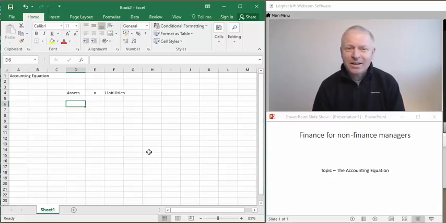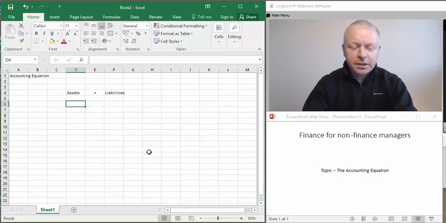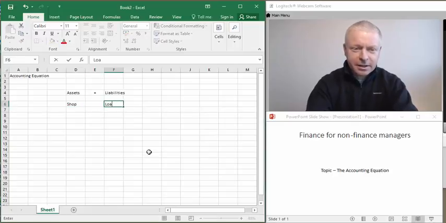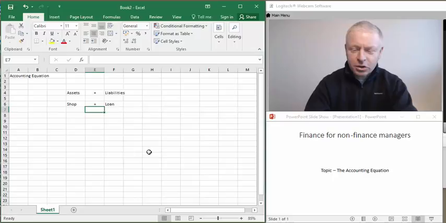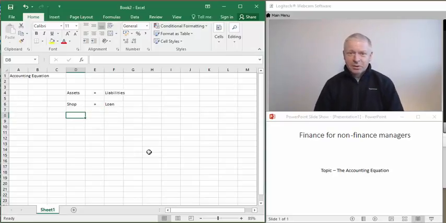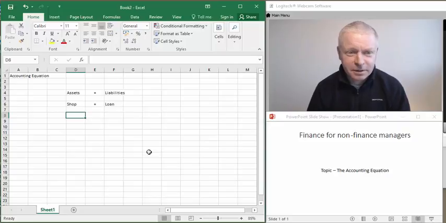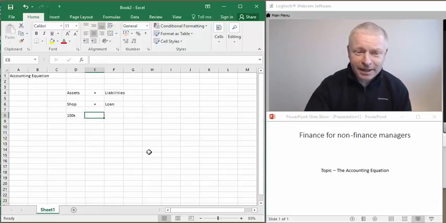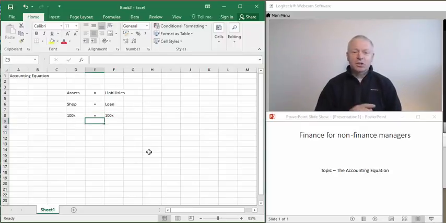And then what would be a liability associated with that? Well, let's run through a few examples. Let's say you buy a shop, and how are you going to pay for that shop? Well, you might need to take out a loan from a bank. So now the shop equals the loan. Let's say the shop is on a little shopping parade, and it costs 100k. So where are you going to get the money? You're going to go to a bank and borrow 100k. So now it's easy to understand that the shop equals the loan, 100k.